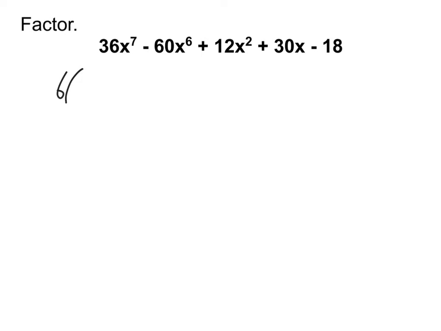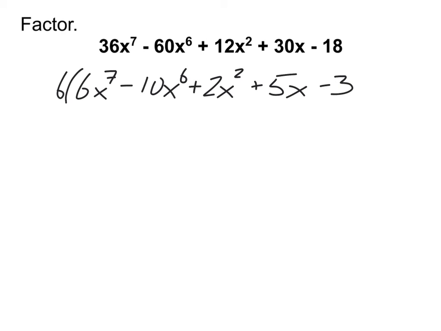Now, you might not have come up with 6 right away. You might have come up with the 2, or you might have come up with the 3 going into it. That's fine, but you're going to have an extra step, because you're going to have to get to the 6 at the end. All right, and so when you then divide everything through by the 6, this is what you should get. 6x to the 7th minus 10x to the 6th plus 2x squared plus 5x minus 3. And then that's it, and we're done.